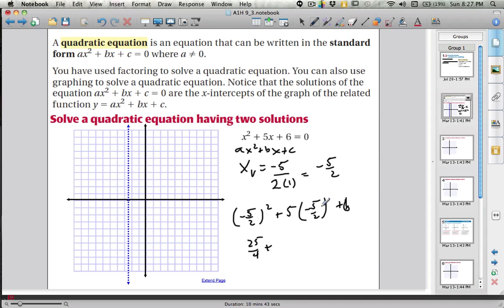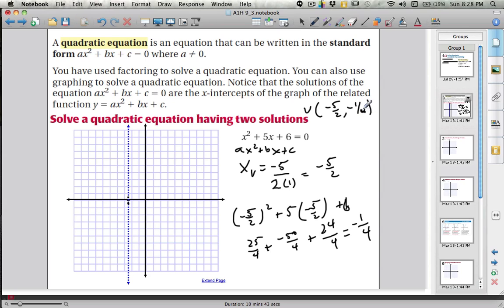So here I'm going to have negative 25 halves, but that's going to be negative 50 fourths. And then 6 is 24 fourths. Now we got something pretty workable. I've got common denominators. So I have 25 plus negative 50 is negative 25. Negative 25 plus 24 is negative 1 fourth. So my vertex is going to be right about here, negative 1 fourth. Okay, so my vertex is at negative 5 halves, negative 1 fourth.